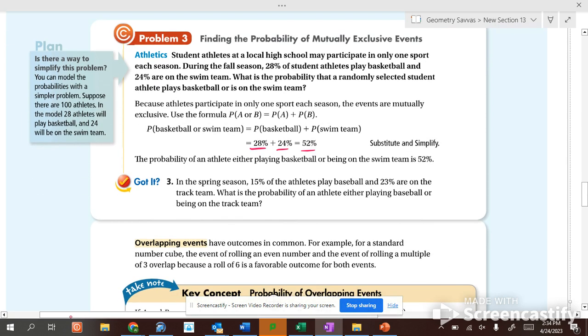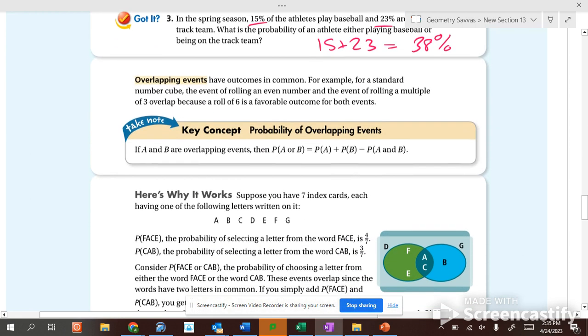So during the spring season, 15% play baseball, 23% are on track. What's the chance that if you grab a student at random, they're either playing baseball or on the track team? Well, what's 15 plus 23? 38% are involved in either one of those two.